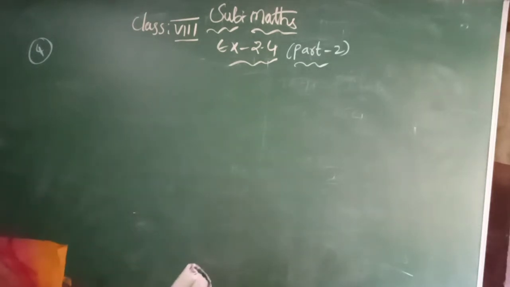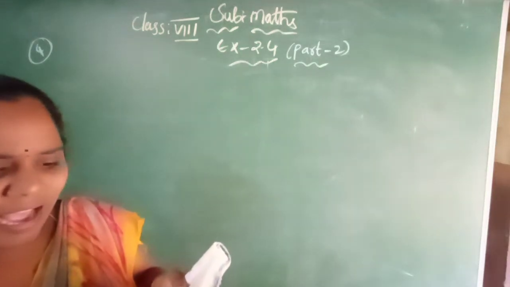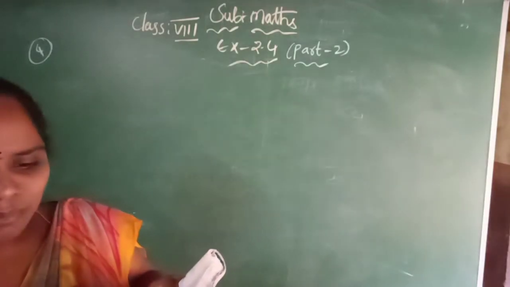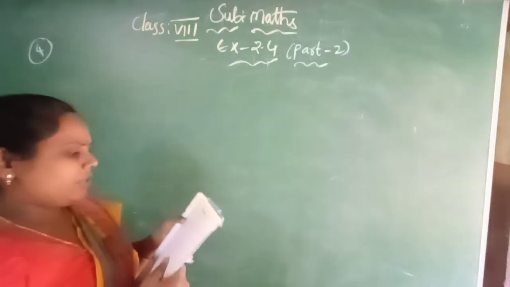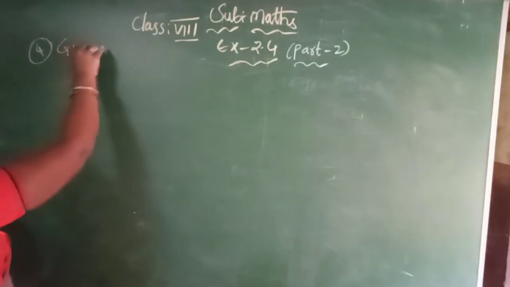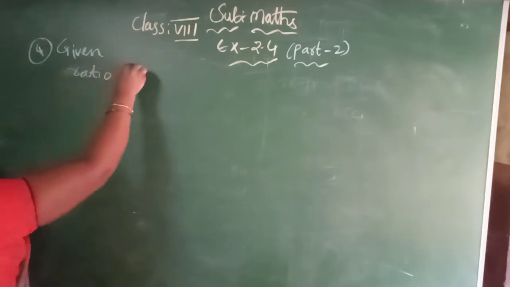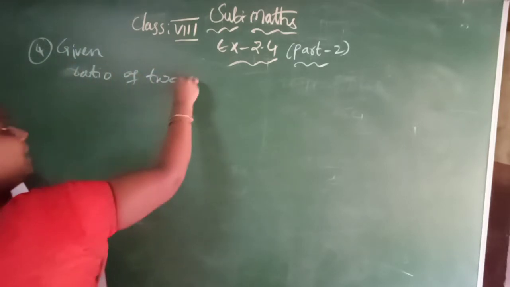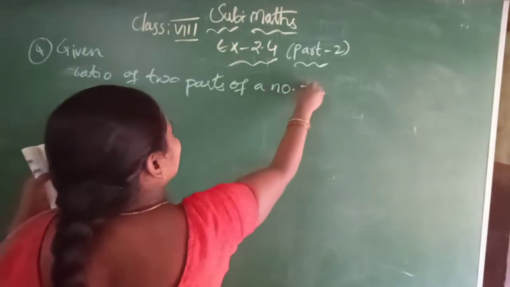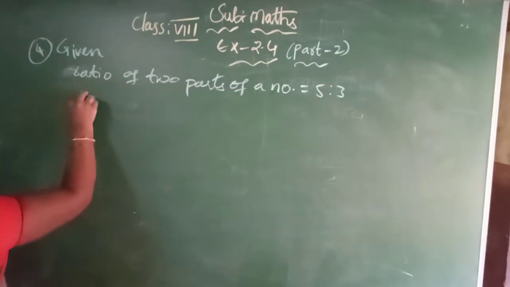A number is divided into two parts such that one part is 10 more than the other. If the two parts are in the ratio 5:3, what is the number? So what is given here? The two parts are in the ratio 5:3, but I don't know what the number is.